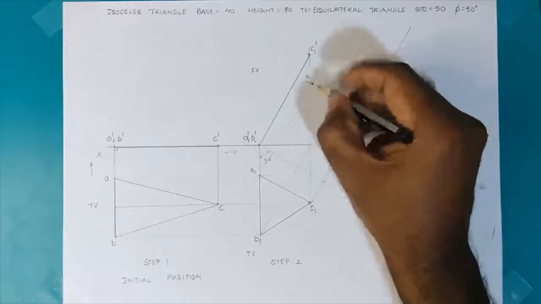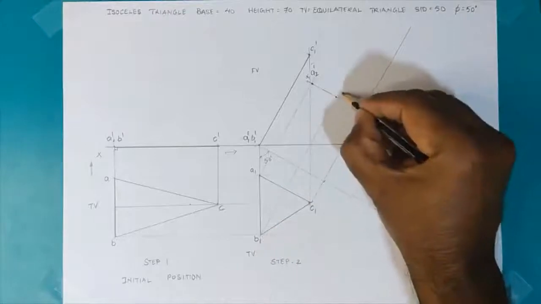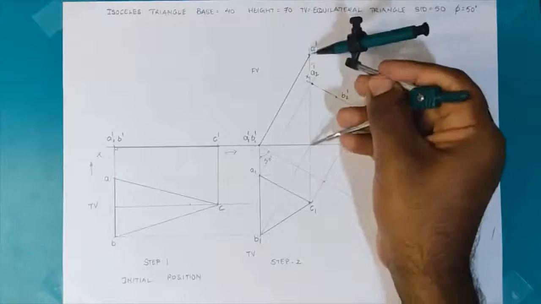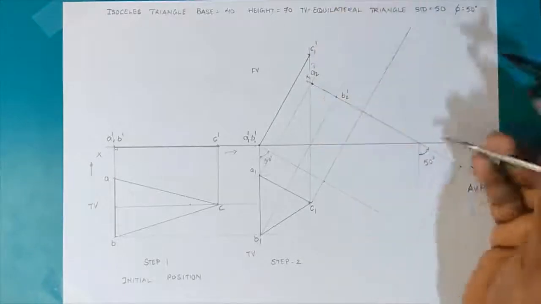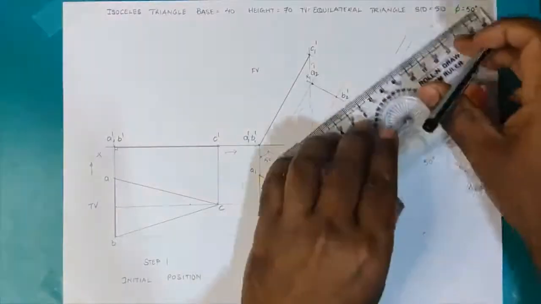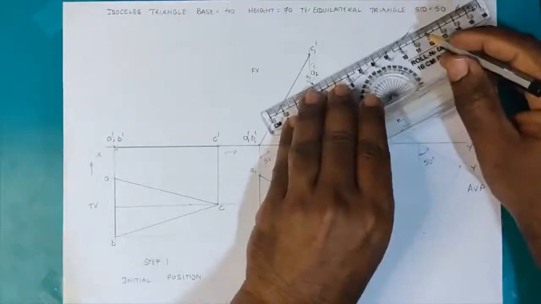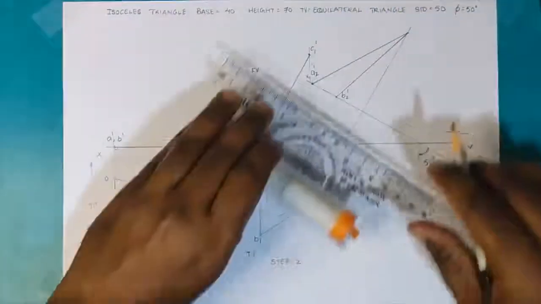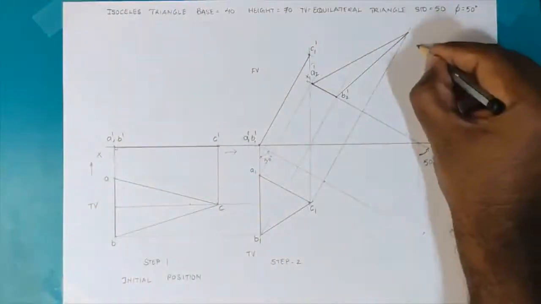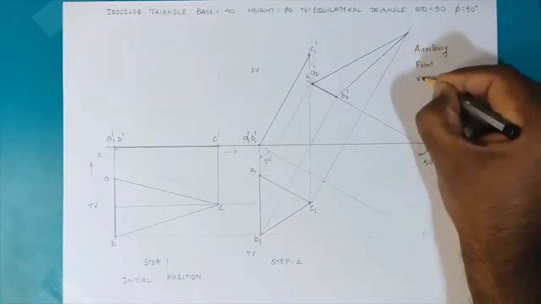So A lies on the X1, Y1 line. B would also be lying on the X1, Y1 line. However, C is above, which I measure from the front view and transfer onto the projector. Distance I am marking from X1, Y1, and I find C1, and then I complete the triangle by joining the newly found points. So this is the auxiliary front view.